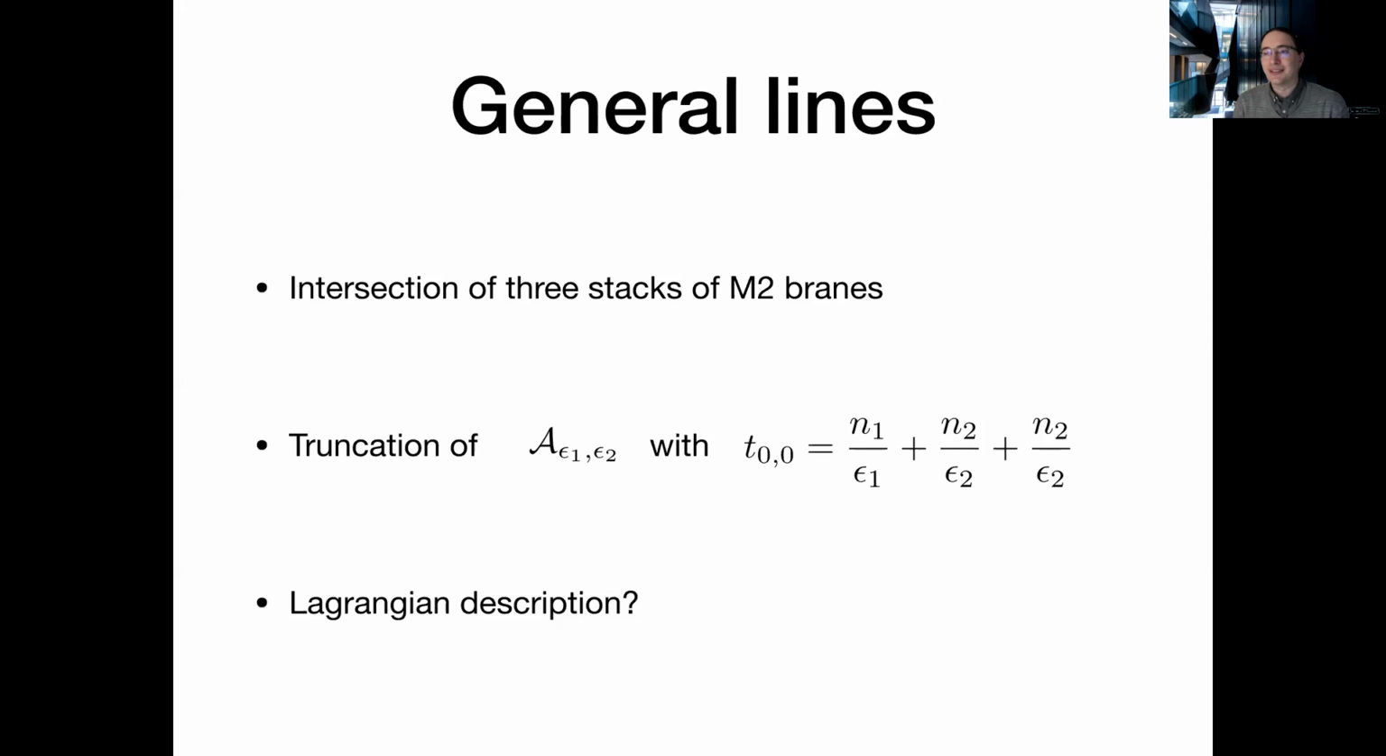But it should be the case that there is a map from this universal algebra to the worldline theory of this intersection, in which the generator T00, which was just the supertrace of one, pretty much, so it was just the trace of one in the individual M2 brane theories, goes to this particular value. And so presumably, and we have been trying to do it, you can work out what the worldline theory is for this intersection of M2 branes by taking the universal algebra and seeing if it truncates at this particular value in some nice way. Right, so I don't know if there is an alternative Lagrangian description that one could use to match against.